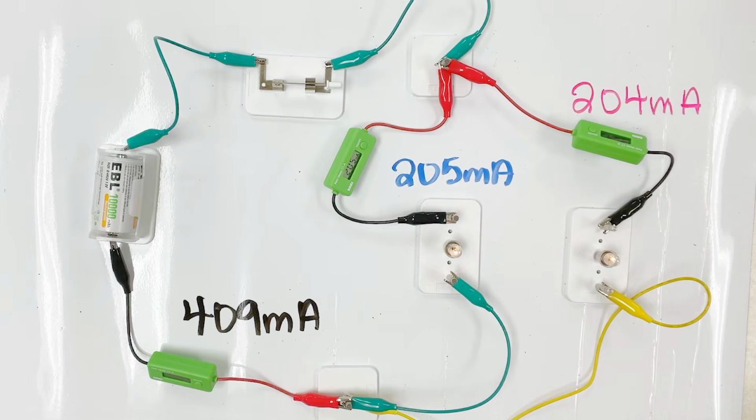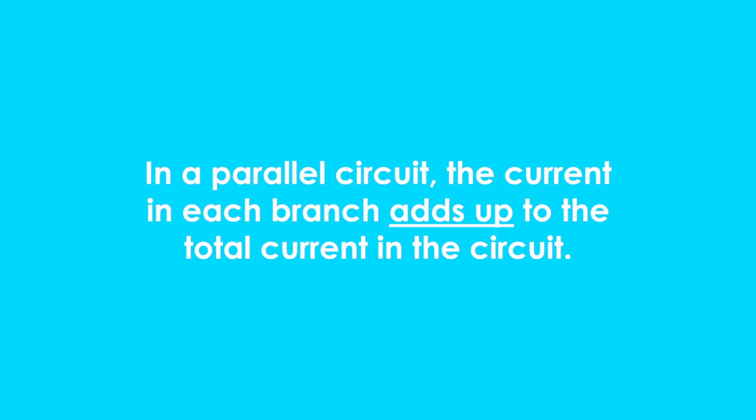Using a magnetic whiteboard mat allows the students to write these values directly onto the circuit diagram as they collect data. This helps the students organize their observations and focus on identifying patterns. From this data, students can build an important rule about current in parallel circuits. The total current in the circuit is equal to the sum of the currents in each branch.